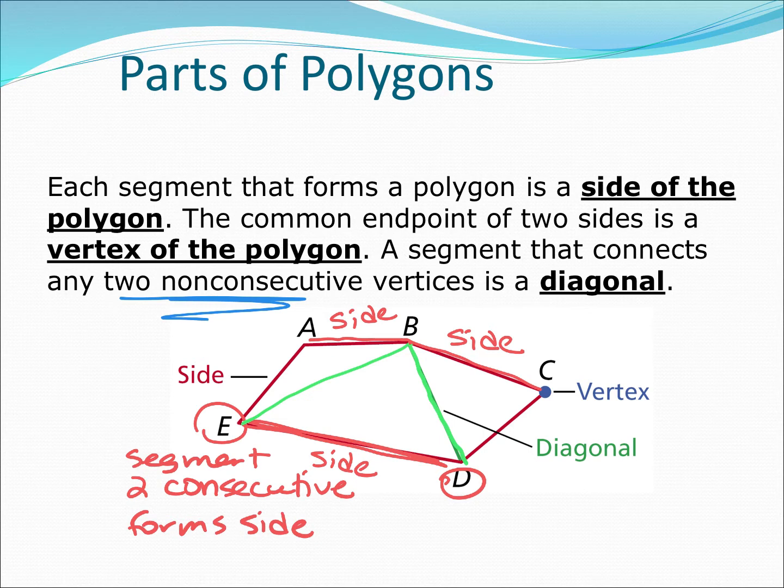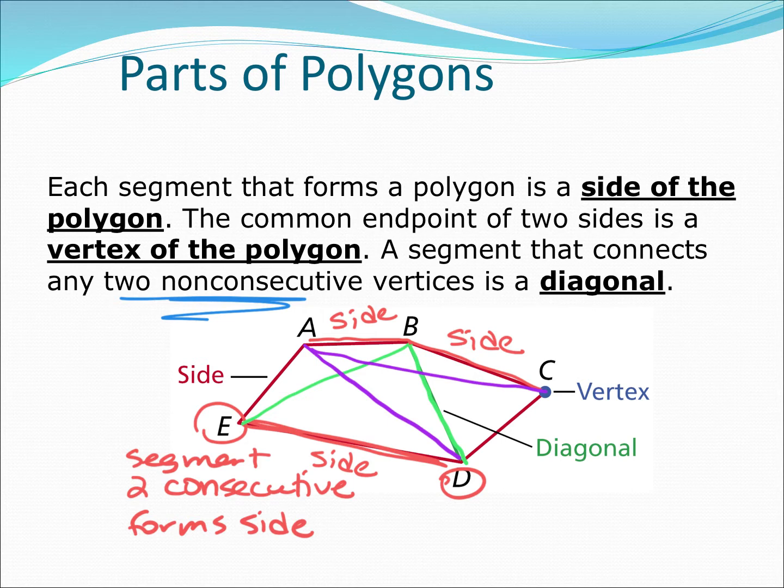I can draw out diagonals from all of my vertices. So I could actually draw diagonals coming out of vertex A. I could draw a diagonal over here to D, and I could also draw another diagonal to C, because those are non-consecutive vertices.